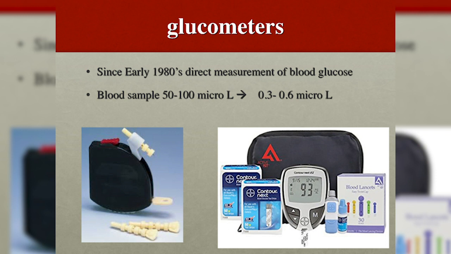Then in the 1980s, the first blood glucose meters were introduced. I don't have the picture here of the first one, but it weighed close to 50 pounds, and it needed to be plugged into the wall in order to use it. So obviously it wasn't the most convenient way of checking blood sugars.